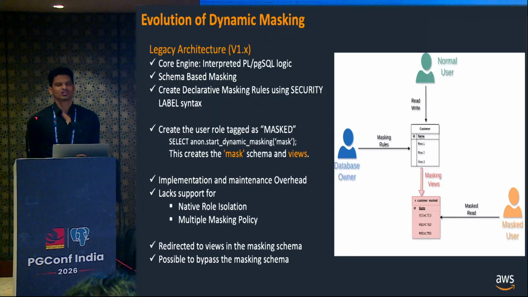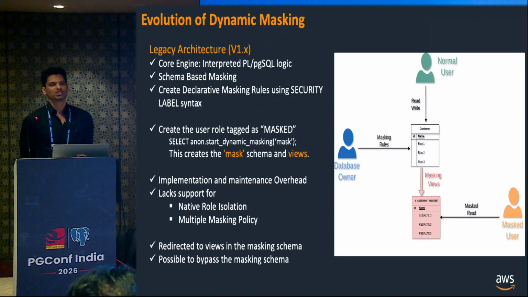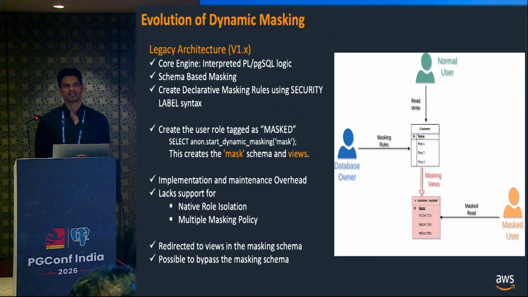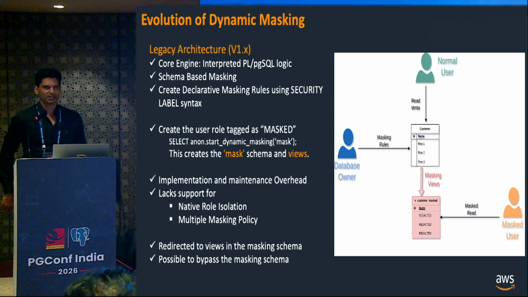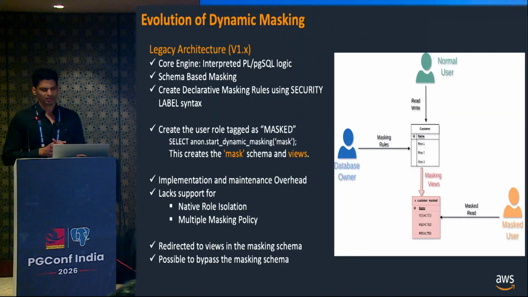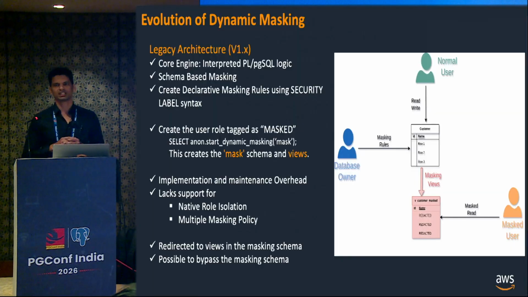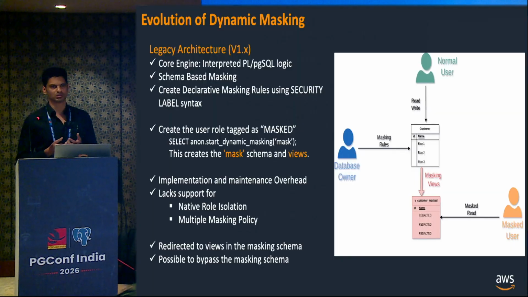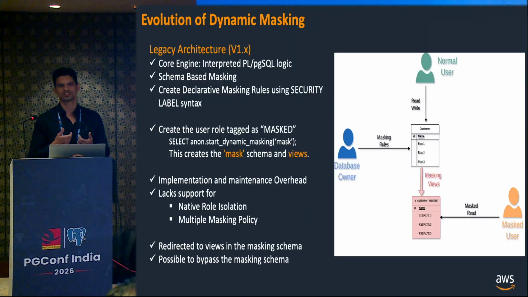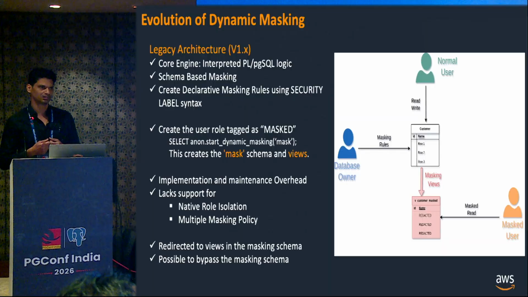It is also called dynamic masking, also called schema-based masking, because it completely relies on schemas and views. Let me explain how this process happens. If you see the picture, the DBA is creating declarative masking rules. Masking rules are nothing but applying a masking function on the column whose data you want to anonymize.